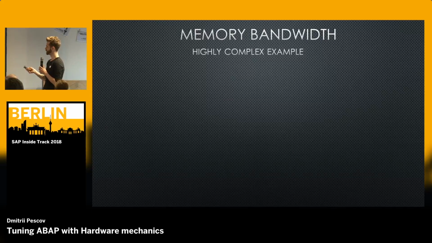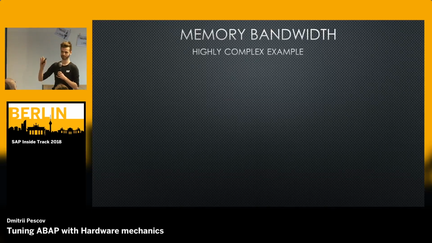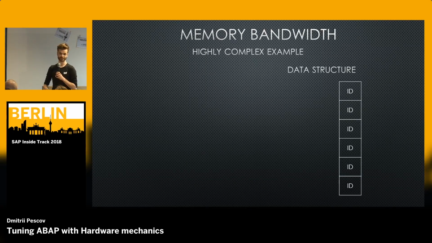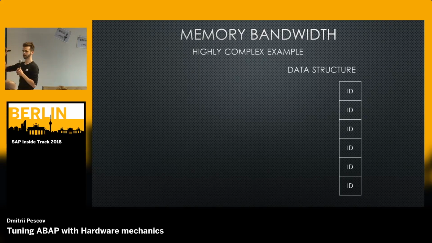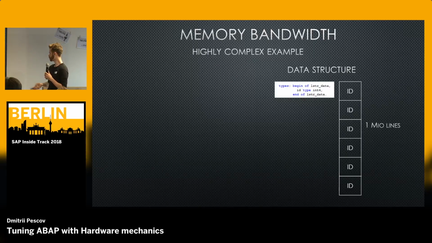I have a highly complex example which we will adjust through the presentation. And this example mainly consists of one algorithm and one data structure. This is my data structure. Who doesn't know what an internal table is? Internal table, ABAP. Okay, an internal table is like a list. So this is my structure. I have an ID, integer 4, and I have 1 million lines of these, and this is how it looks in ABAP.